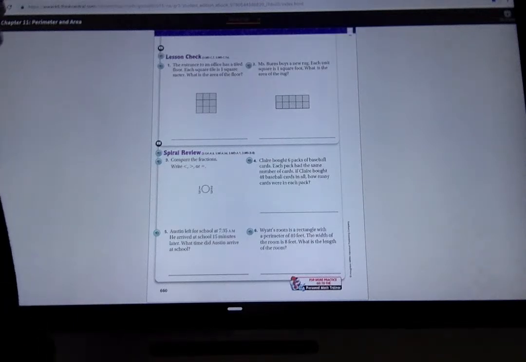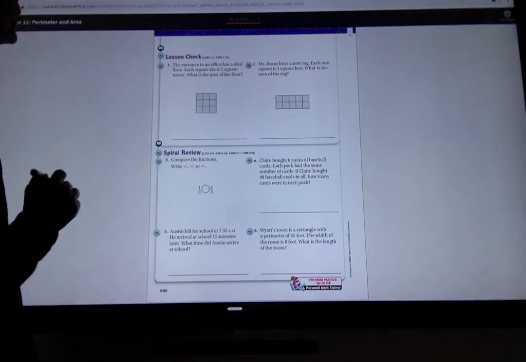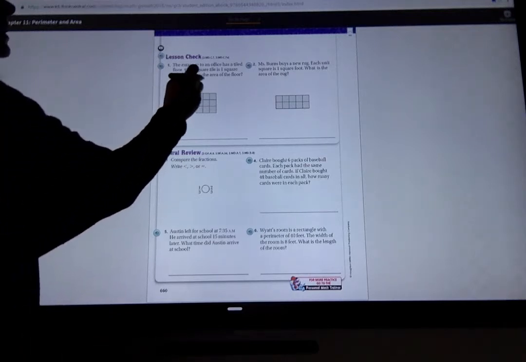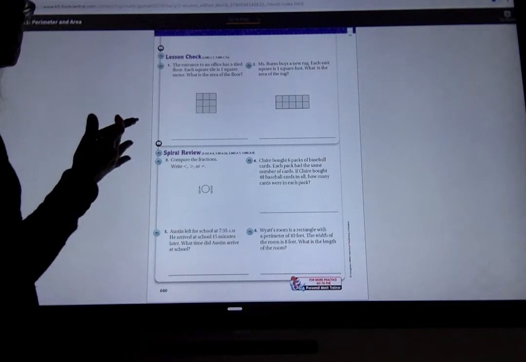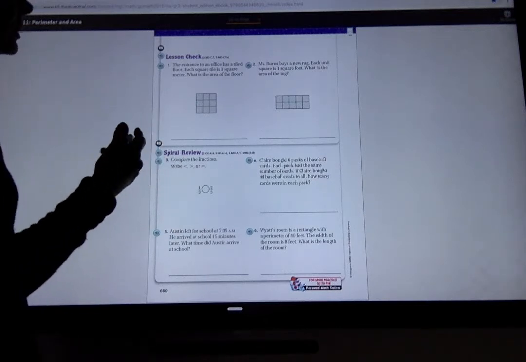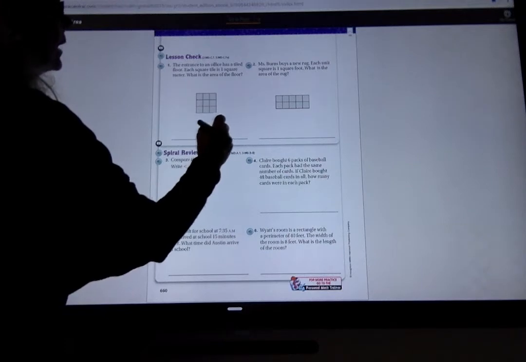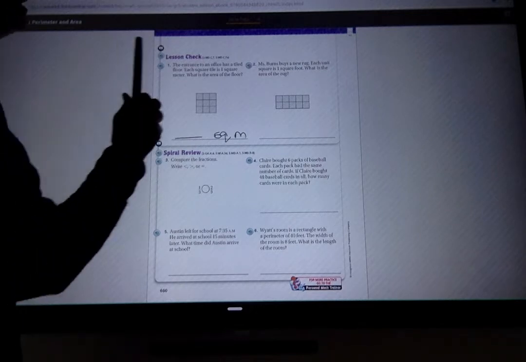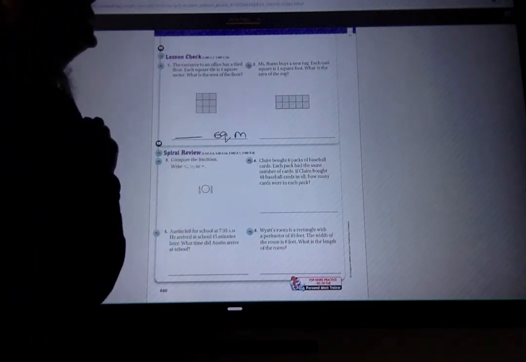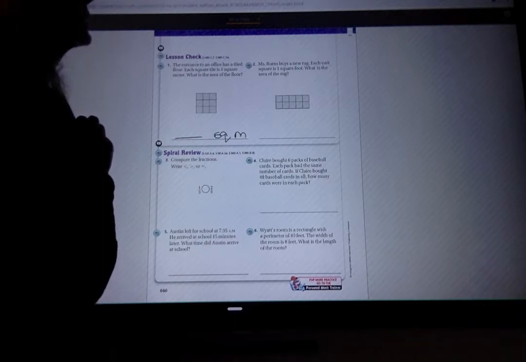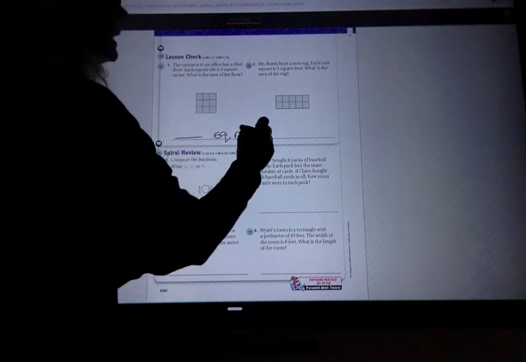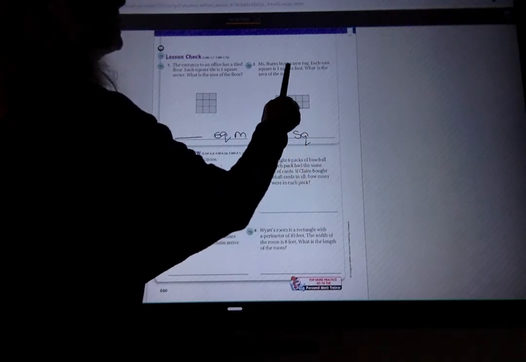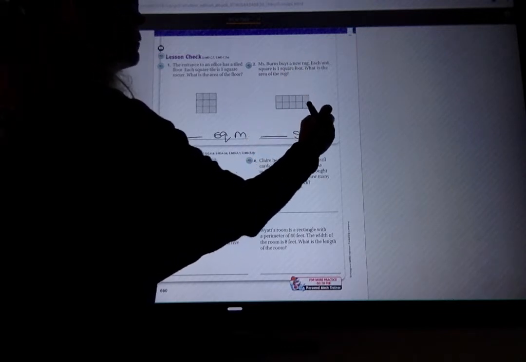Number 1. The entrance to an office has a tiled floor. Each square tile is 1 square meter. What's the area of this floor? Count, repeat addition, or multiply, and we'll label it square meters. You fill in the number. Ms. Burns buys a new rug. Each unit square is 1 square foot. What's the area of her rug? Same thing, you're going to find the number and label it square. Well, this time it says feet. They measured it in feet.